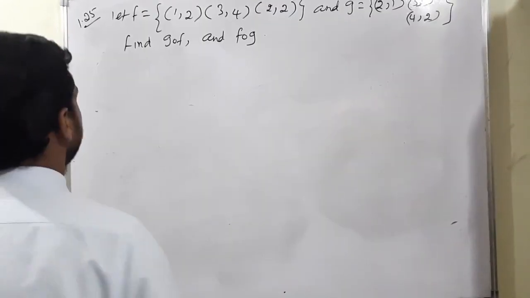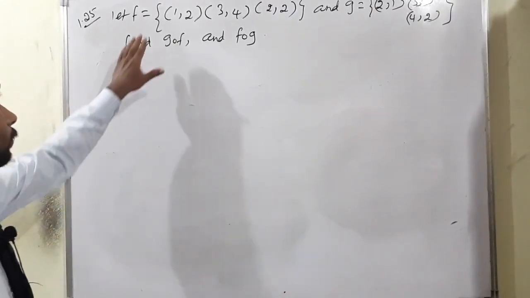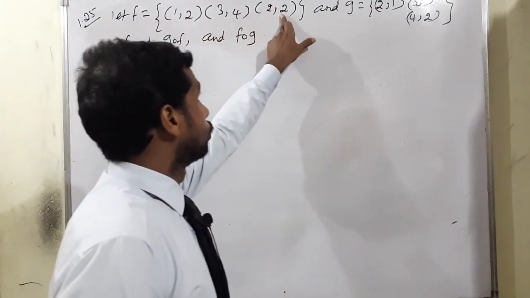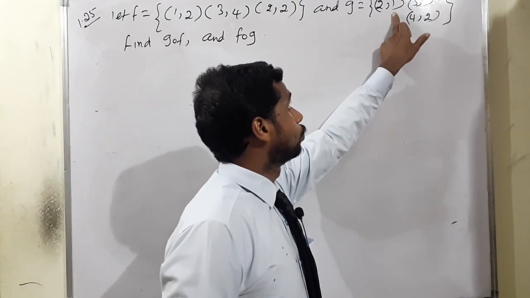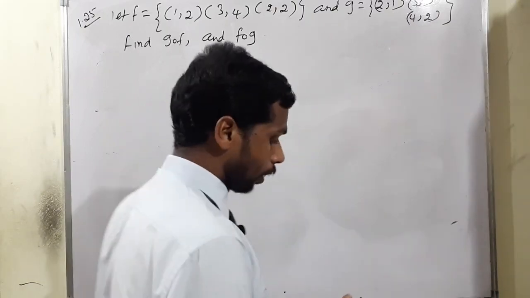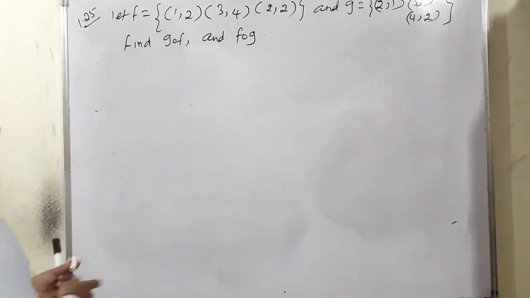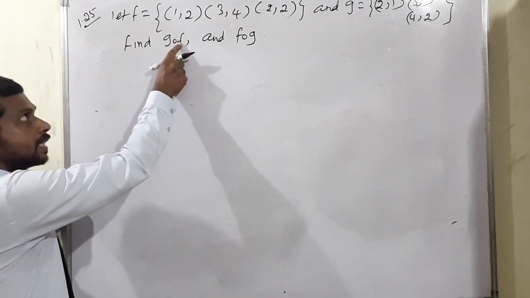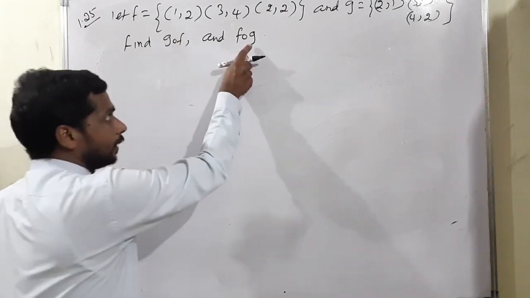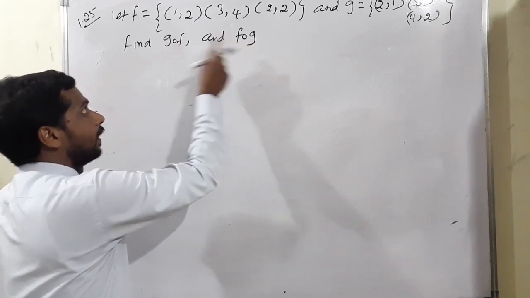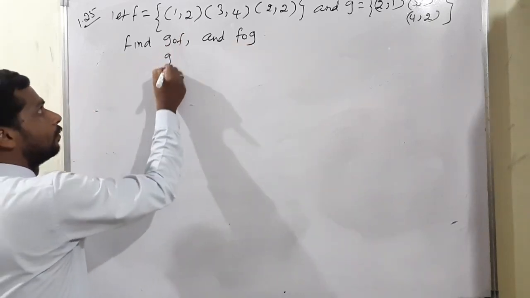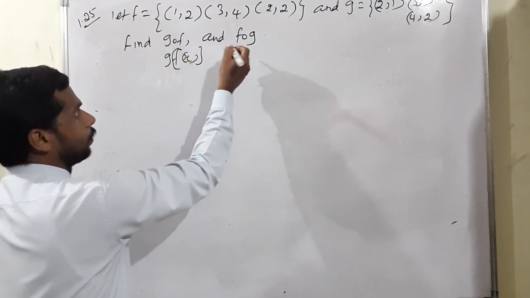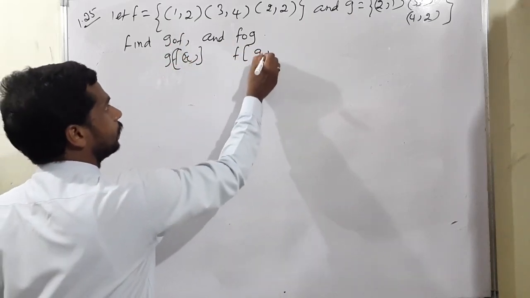So, example 1.25 question: f is equal to the pairs (1, 2), (3, 4) and (2, 2), and g is equal to the pairs (2, 1), (3, 1) and (4, 2). So we have to find out f composite g. This is called g composite f. Otherwise, we can say g of f of x. Okay, g of f of x. This is how to say f of g of x.